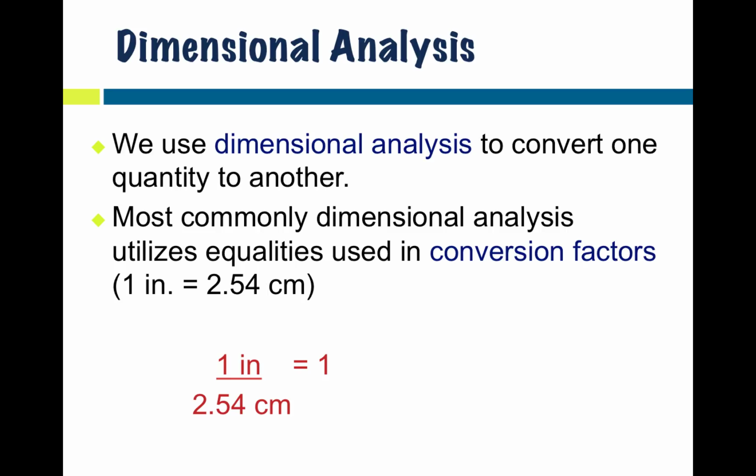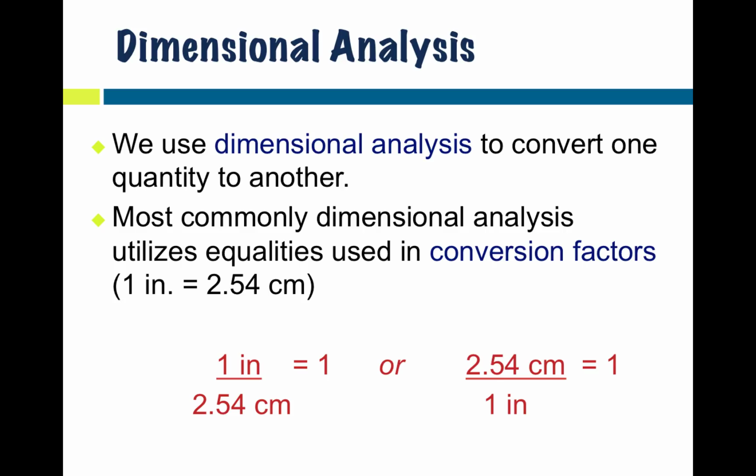A conversion factor turns an equality into a ratio, with one value on top and one on the bottom. Because these two values are equal to each other, the ratio then is equal to 1. The conversion factor can be set up in either way, with 1 inch as a numerator or as 1 inch as the denominator. Each ratio is equal to 1, so if we multiply any number by this conversion factor, we're going to actually be multiplying that number by 1. The value of the number does not change, only the unit. That's the whole point of dimensional analysis, is we're trying to convert one unit to another without changing the value.